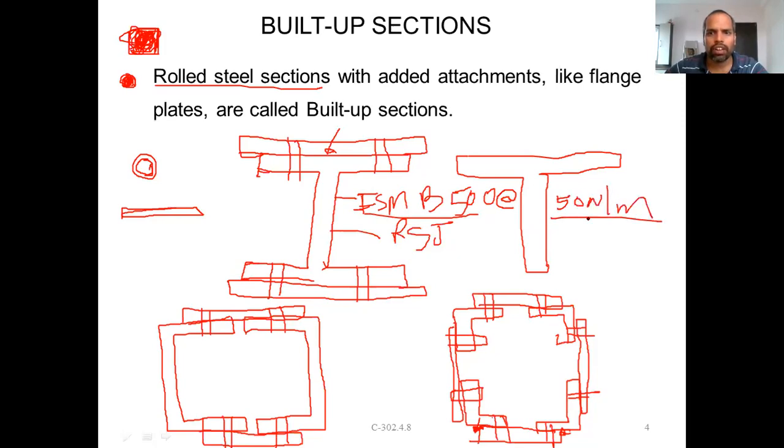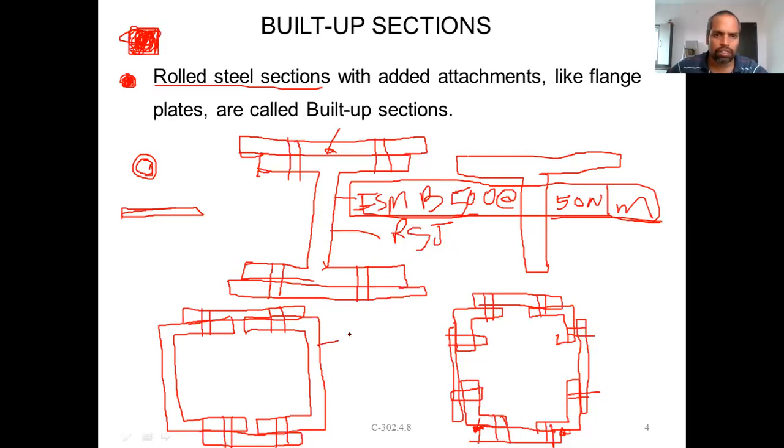Now, this is not the weight corresponding to this one; I'm just writing it here as an example. So ISMB 500 at 50 Newton per meter. That's the designation of a beam section. You have to designate a beam section like this: the type of section, the overall height, and the weight of that section. That's what you will refer to for rolled steel sections.